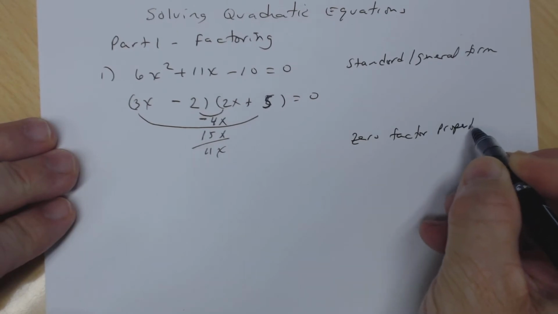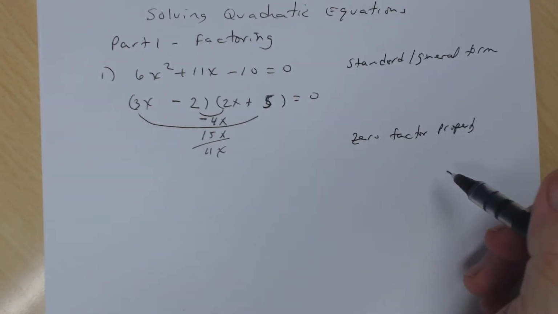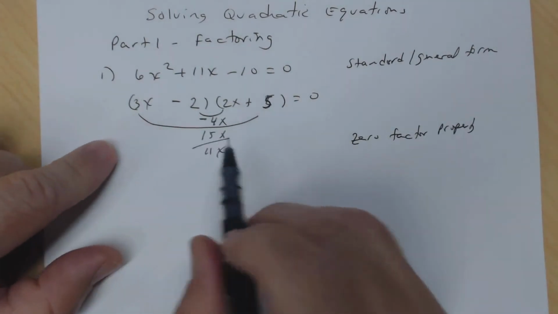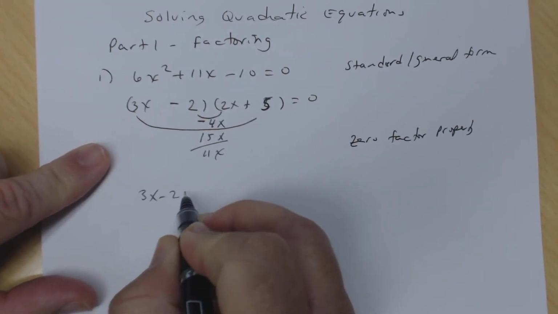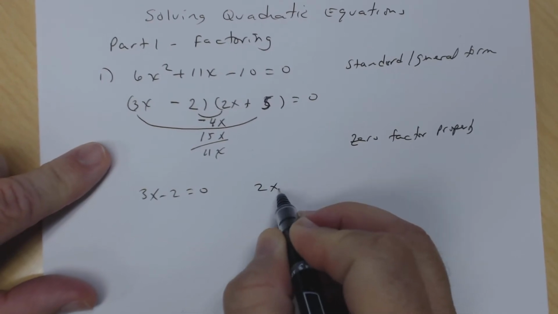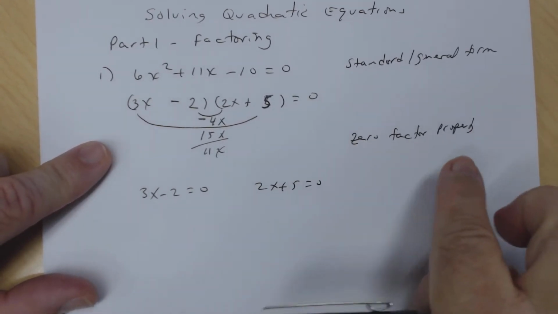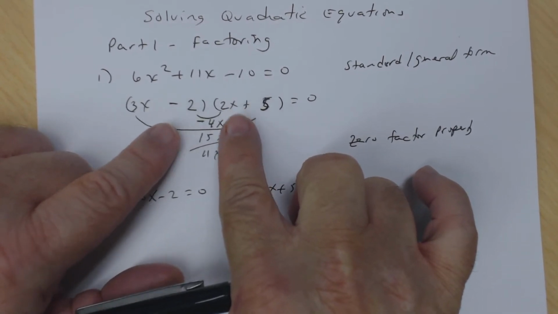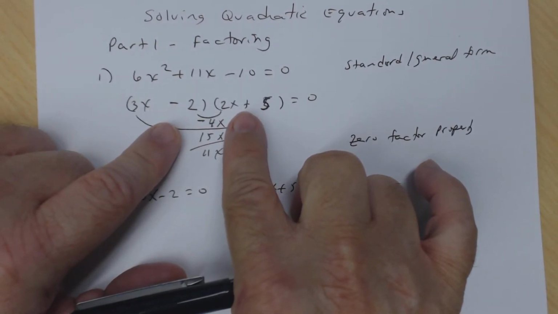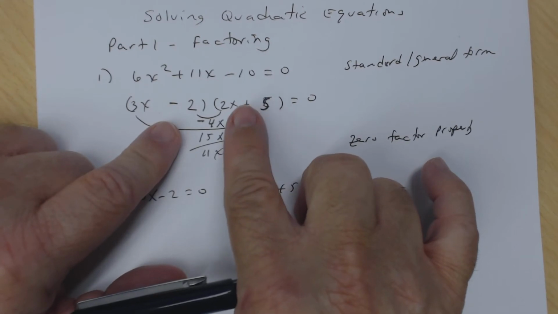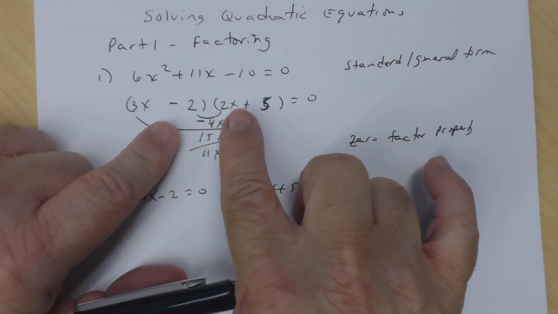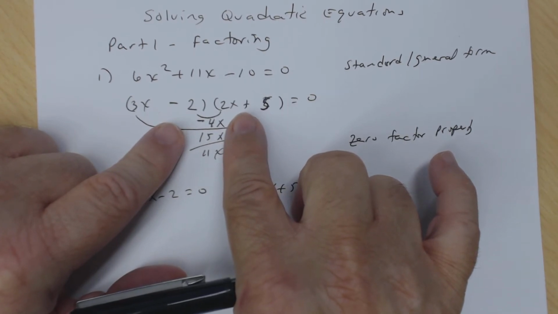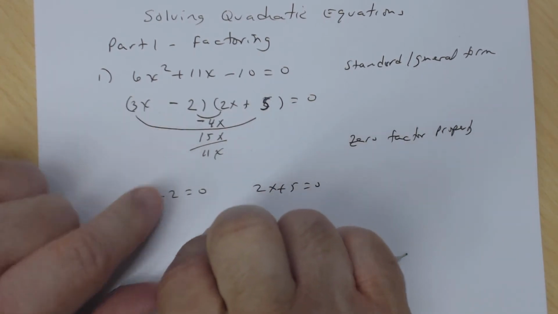So we're going to say each of those factors is equal to 0. And remember, that's also called the zero product principle. So my two factors are 3x minus 2, and we say that equals 0, and 2x plus 5, say that equals 0. So remember, the zero factor property says if you have two or more factors whose product is 0, then one of those has to be 0. So either this one is 0 or this one has to be 0. But one of them has to be 0. That's the only way you can get a 0.